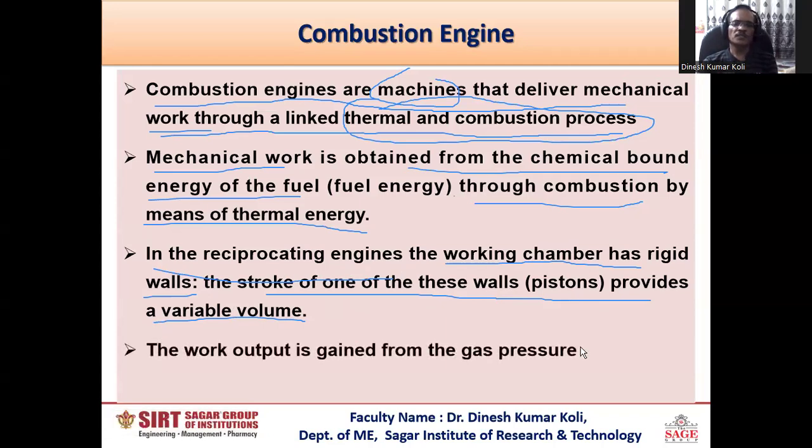The work output is gained from the gas pressure. How are we getting the work output? So work output is obtained from the gas pressure. It means when the fuel burns, it will produce some gases, and that gas pressure is the main reason which produces the work output.